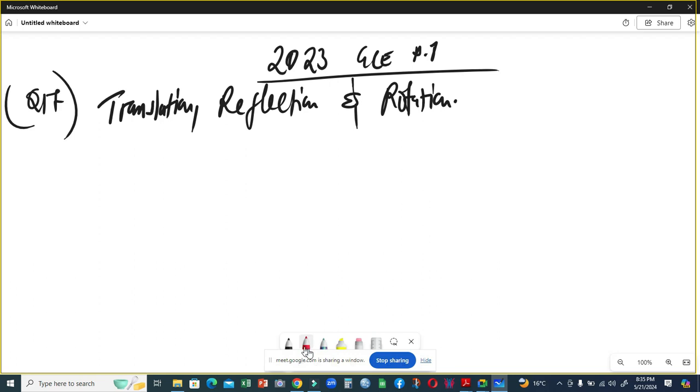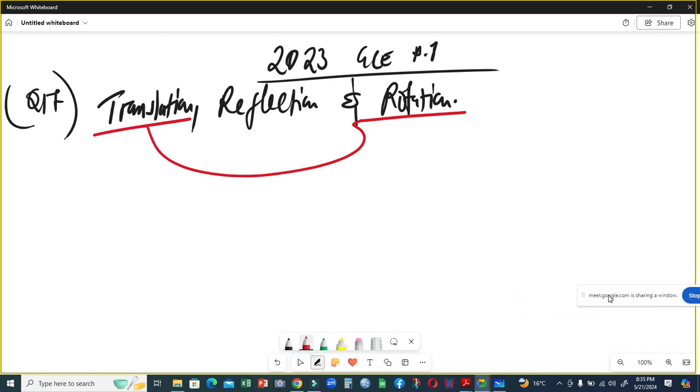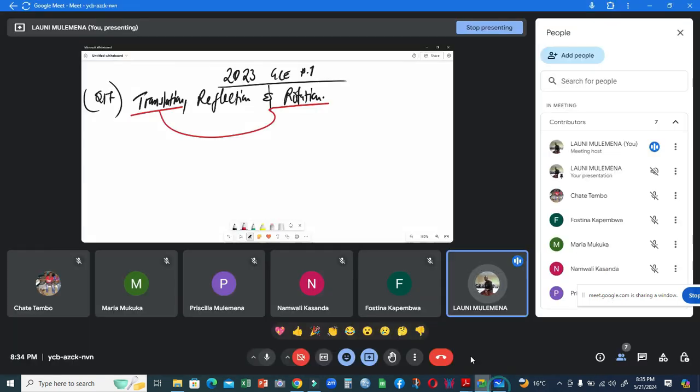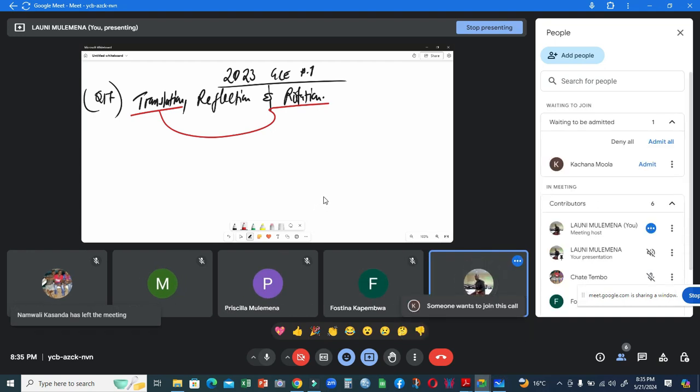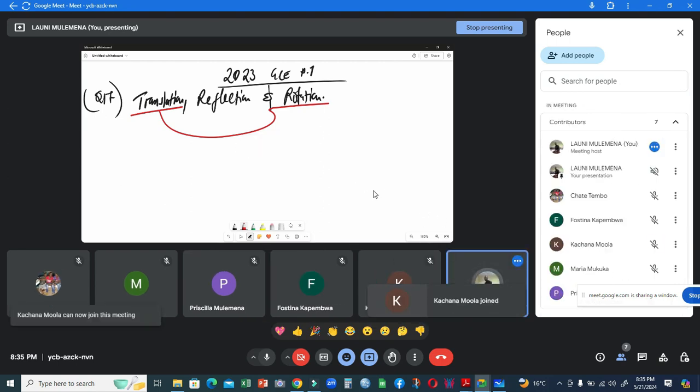And then if you interrogate most of the paper 1, you find that translation and the rotation are very, very common. So when you are revising for paper 1, mathematics, on the part of transformation, concentrate on these three: translation, refraction, and the rotation. Then you are home and dry.